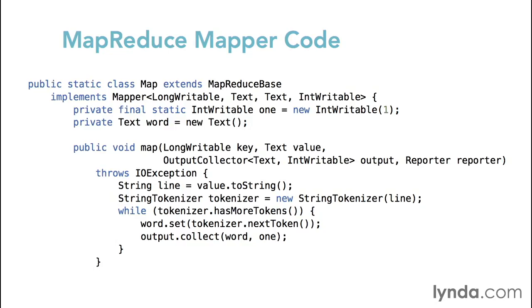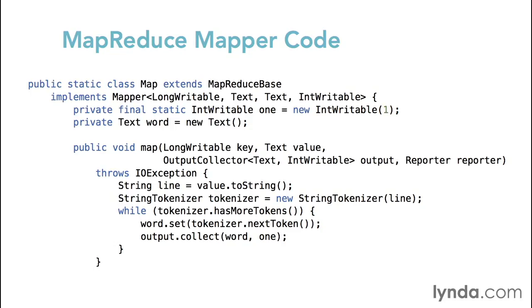So now in our map method, public void map, we have a LongWritable, which is the key, and a Text, which is the value. Then we have an OutputCollector, which takes a Text and IntWritable output, and then in this case, we use a Reporter for status. And then we throw an exception, an IOException if we can't access a file. Then we have a String line, the value toString. And then here we have an interesting utility class, StringTokenizer, and we create an instance of it against the line. So what does this do?